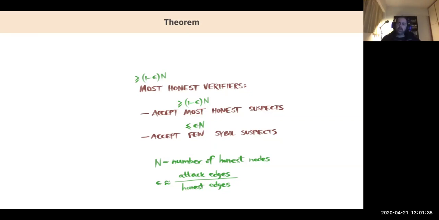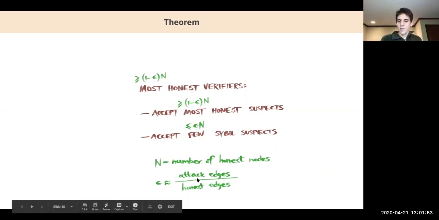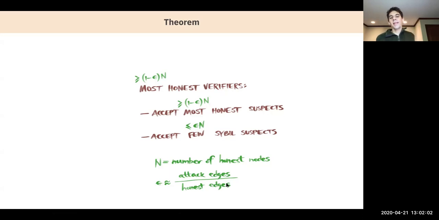I would like a quick clarification on the 5% of Sybil edges that you mentioned. Maybe now is not the right time to clarify that, but can you repeat what the 5% assumption is? Yeah, so in general, the assumption is that the attack edges divided by honest edges is a number that is small. So 5% is an example.